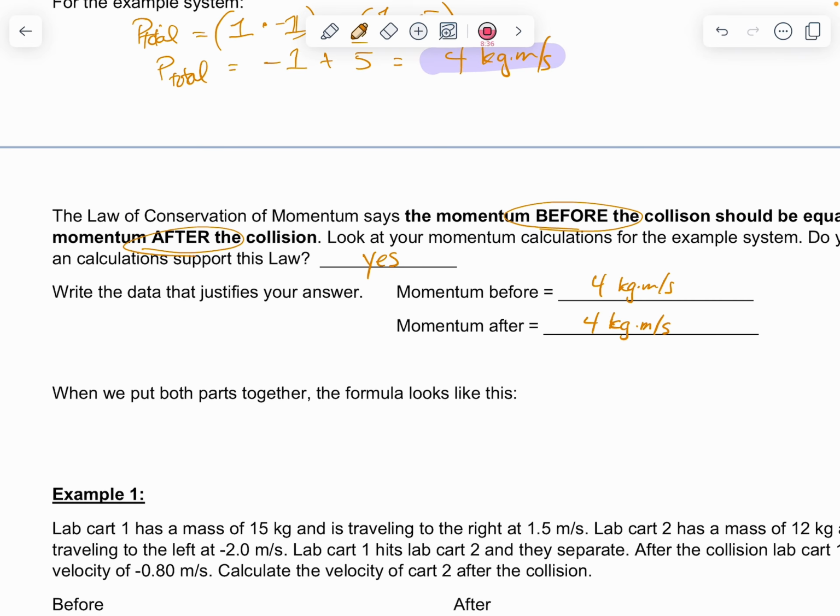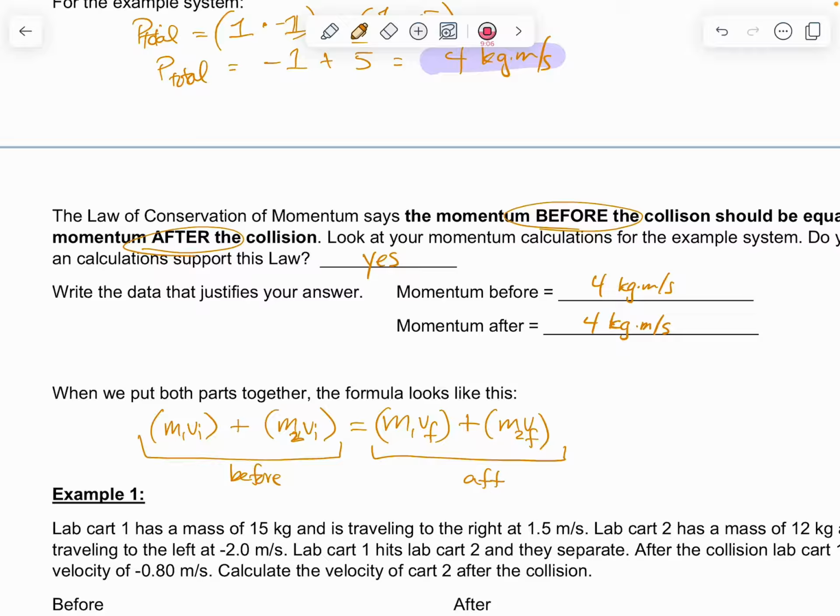So this time we're going to put both of the parts of our formula together. We're going to have the mass and the initial velocity of cart 1, or object 1, plus the mass and initial velocity of our second object is equal to the mass and final velocity of our first object, the mass and final velocity of our second object. So here is before the collision, and here is after the collision. Now, if you remember from last time, that before section all looks exactly the same, right? The only change we've really made is in the after section.